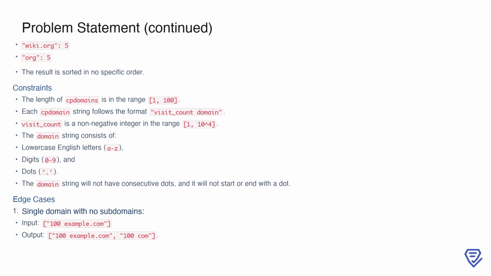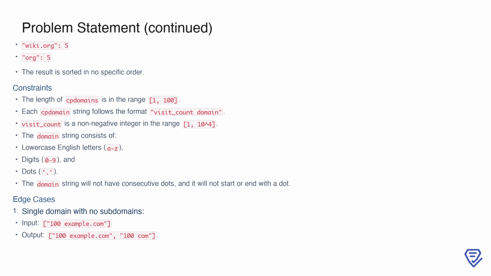When we compile all these results, the final output list includes every domain and subdomain along with their respective visit counts. For instance, we see entries like 901 mail.com, 951 com, 50 yahoo.com, and so on. It's worth noting that the order of the entries in the output list doesn't matter, as the problem doesn't specify any sorting requirements. Now, let's review the constraints of the problem.